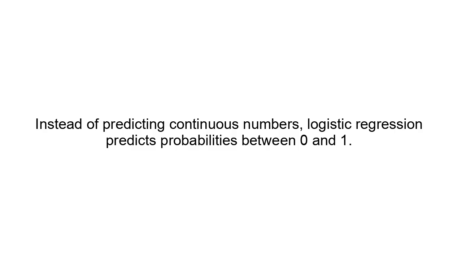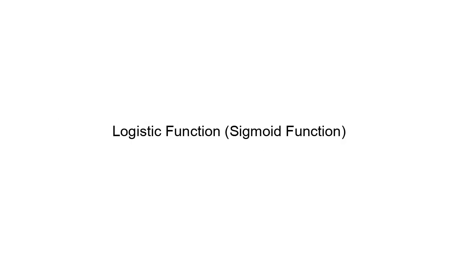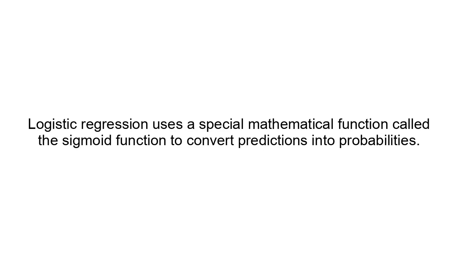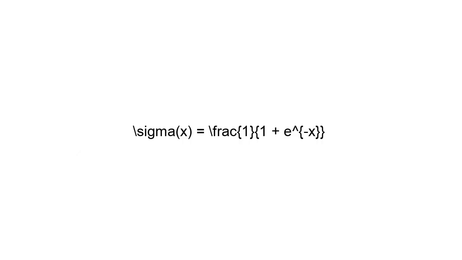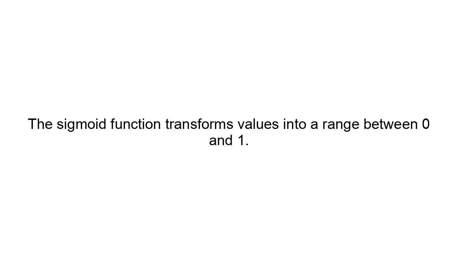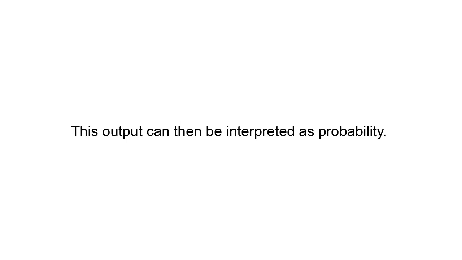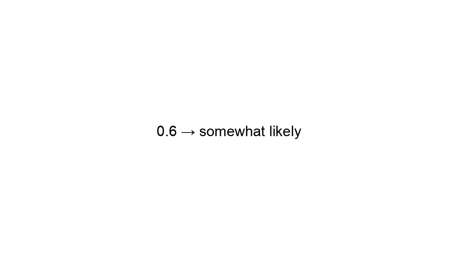Logistic function, the sigmoid function. Logistic regression uses a special mathematical function called the sigmoid function to convert predictions into probabilities. Sigma(x) equals 1 divided by (1 plus e to the power of negative x). The sigmoid function transforms values into a range between 0 and 1. This output can then be interpreted as probability. Example: 0.9 means very likely. 0.6 means somewhat likely. 0.1 means unlikely.